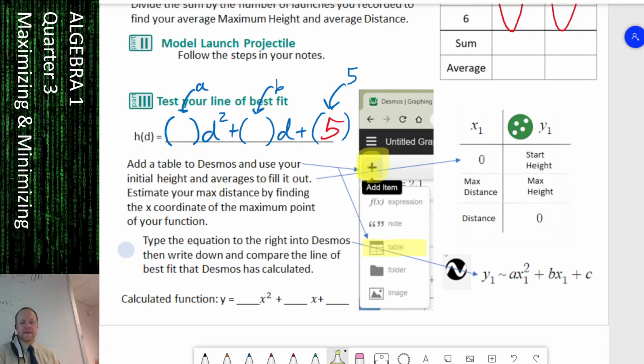So once you've selected table, it should give you a blank table that looks something like this. And we're going to fill in 3 points, the x and y coordinates of a starting point, a middle point, and an end point of our projectile. Our projectile, our little foil ball, started with a distance of 0. It hadn't gone over any at all. So make sure your first x value is 0.